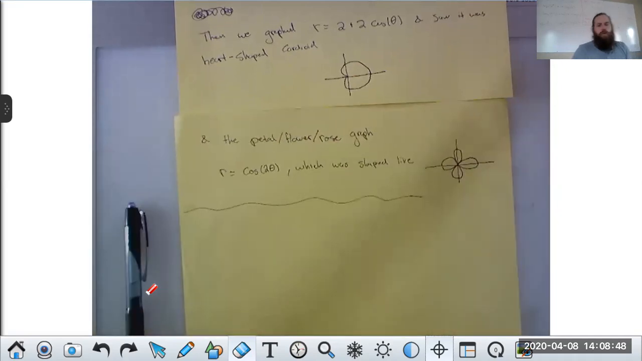I am going to run into a paper deficit here, but we'll work for a minute, and then I'll go grab paper as needed.